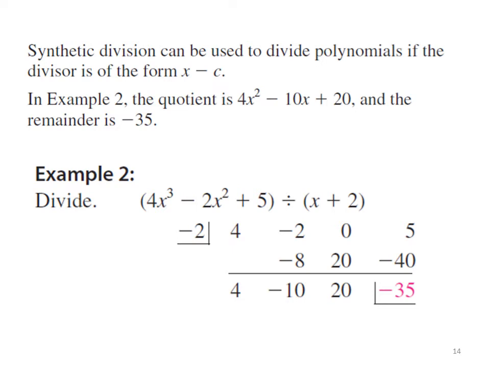The last line will give you the coefficients of the quotient, and then the last number will give you the remainder. But now remember, this works only if you're dividing by x minus c. It may not be a bad idea to try it both ways, to practice long division, and also synthetic division is easier if you're dividing by x minus c.